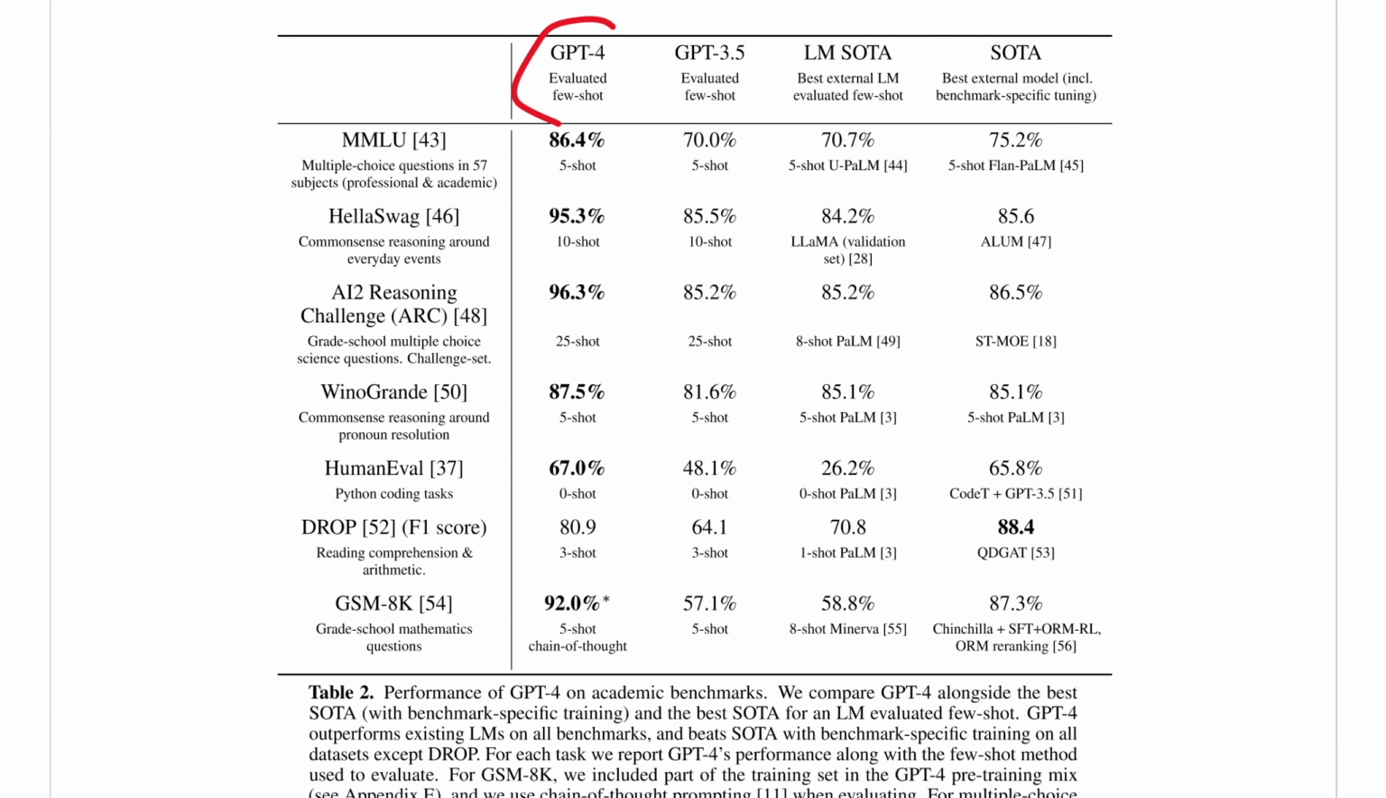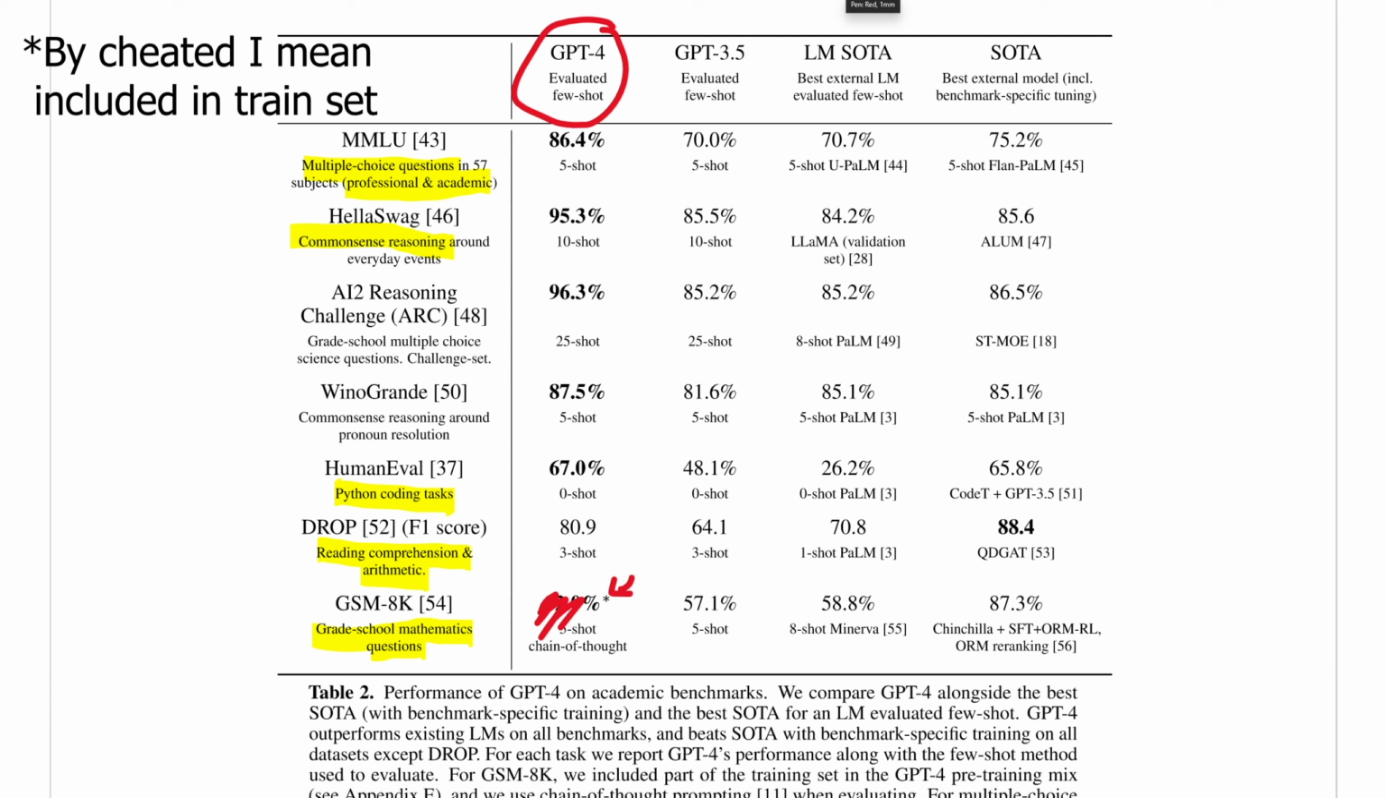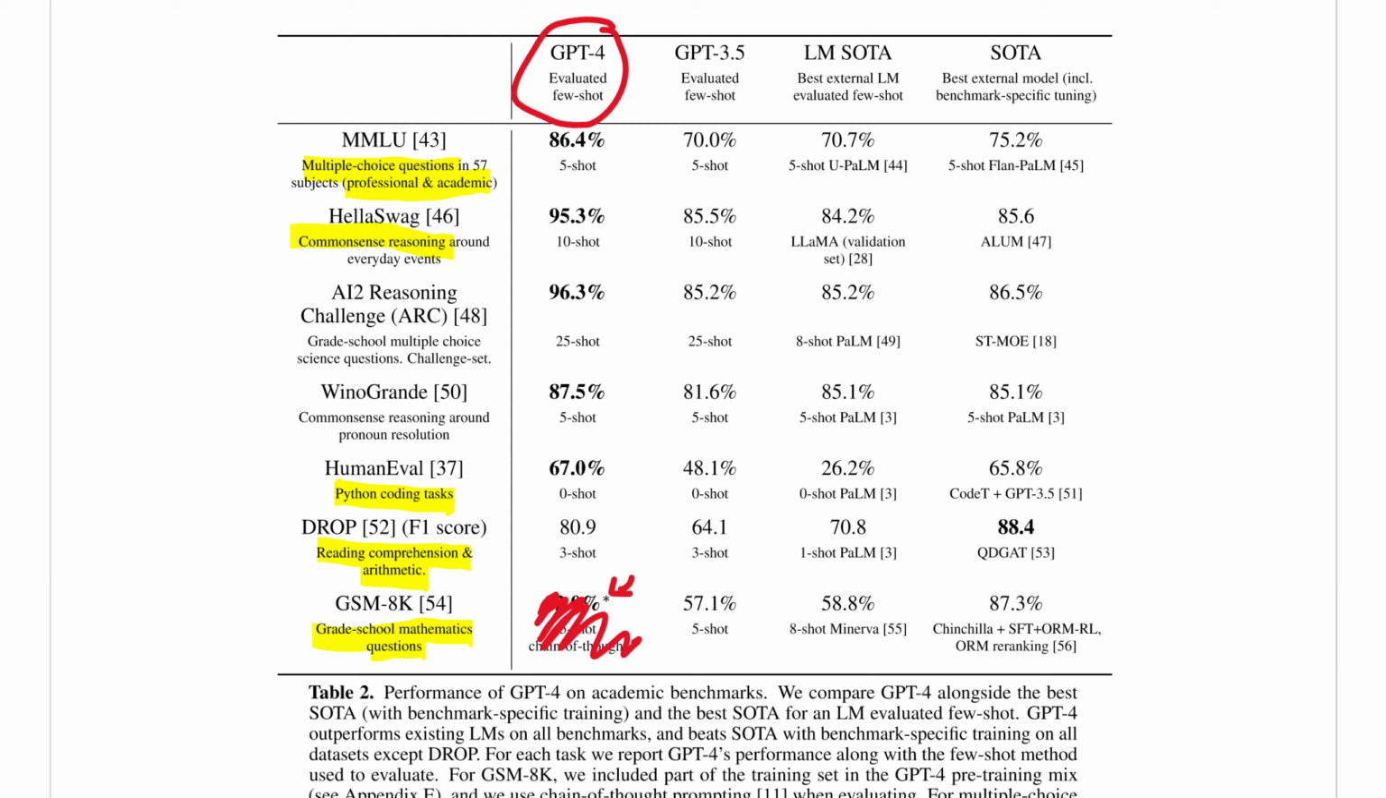Here we have GPT-4's performance on several standard NLP benchmarks. These tasks include problems like multiple choice questions over various subjects that are both professional and academic, common sense reasoning, a little bit of programming, and also some reading comprehension and arithmetic. This evaluation does also include the GSM 8K dataset, which is a bunch of mathematics questions, but as you can see by the little asterisk here, they actually cheat a bit on this, so I wouldn't take these results very seriously. But even without those, we can see again that GPT-4 significantly outperforms GPT 3.5, not just GPT 3.5, but also previous state-of-the-art models.